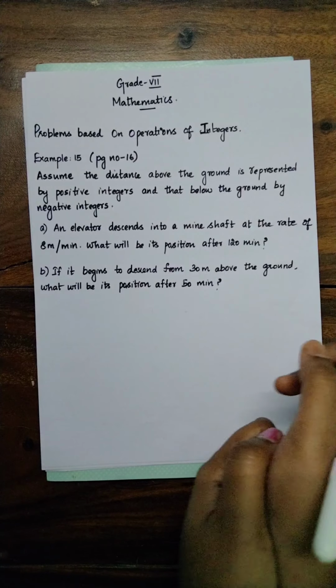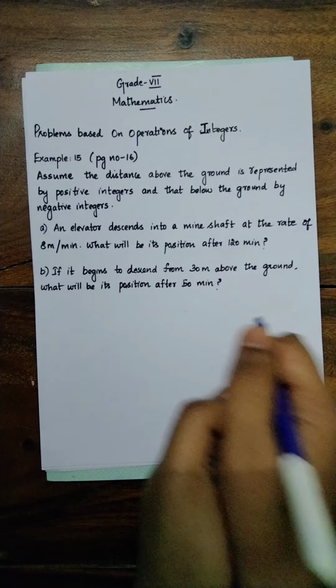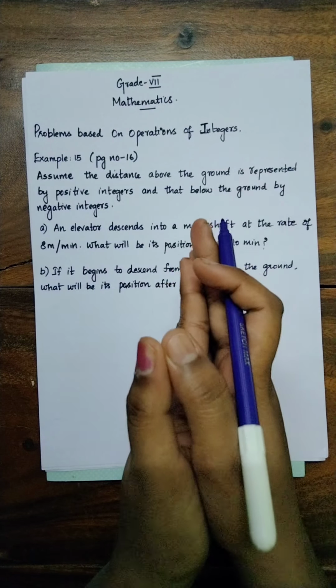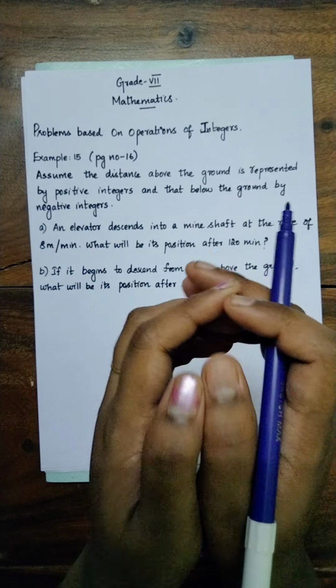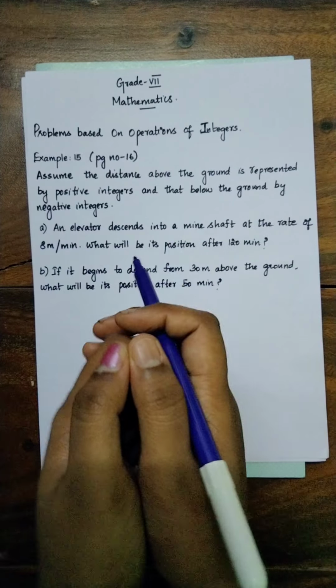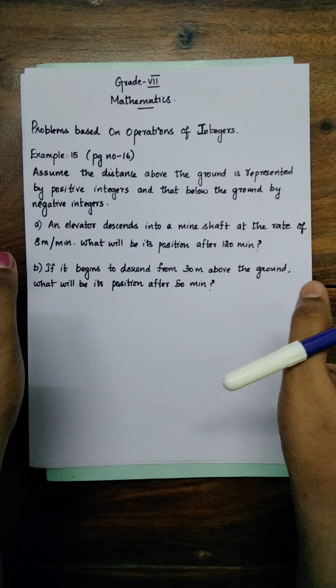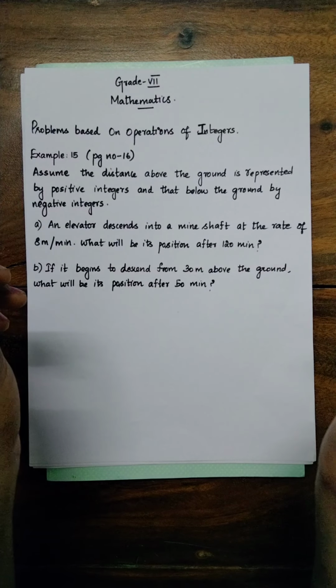Good afternoon, students. This is your mathematics section for grade 7th. Already we have completed properties of addition, properties of subtraction, properties of multiplication and properties of division. These are all completed. Today we are going to see problems based on operation of integers, that is, word problems.